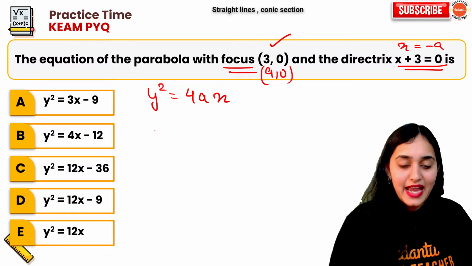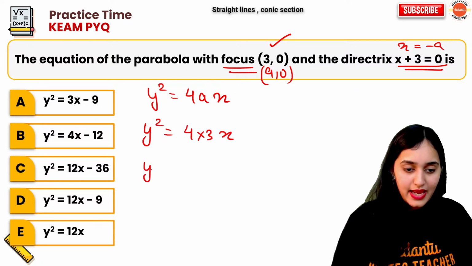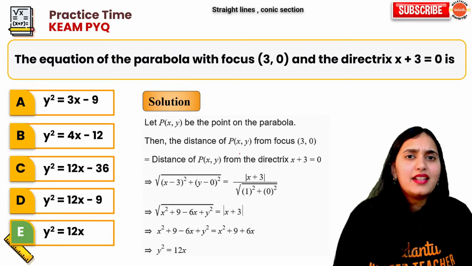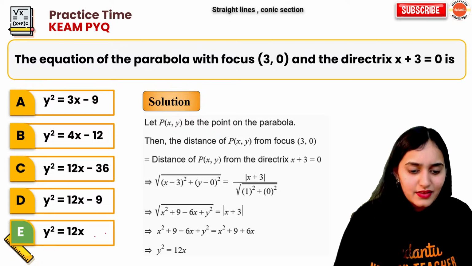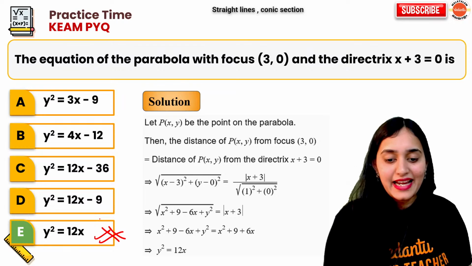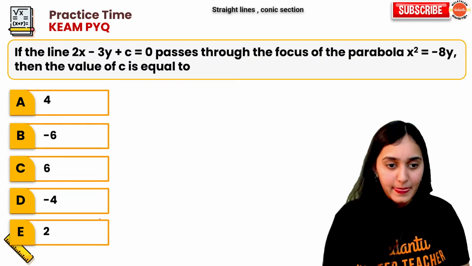So we have the value of a given here. So y square is equal to 4 into 3 into x. So basically we have y square is equal to 12x. And that is the answer. Isn't it very, very simple? Too easy, right? y square is equal to 12x.